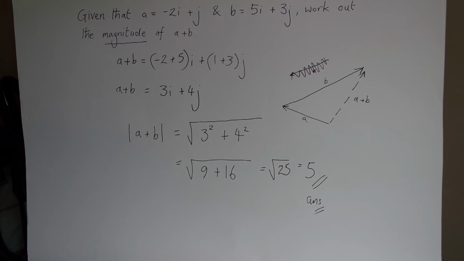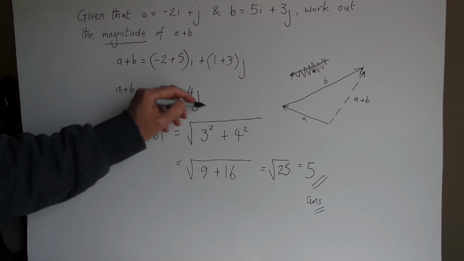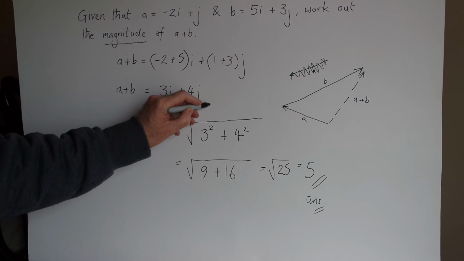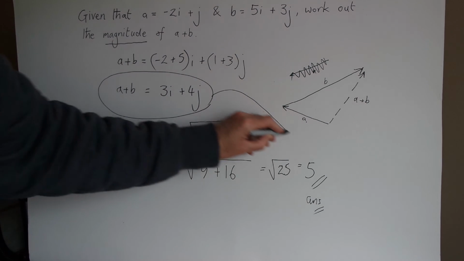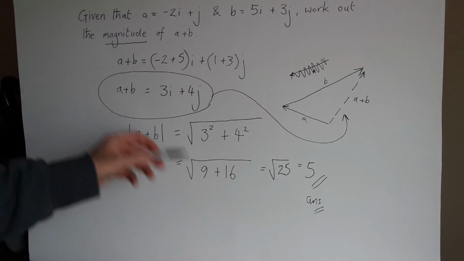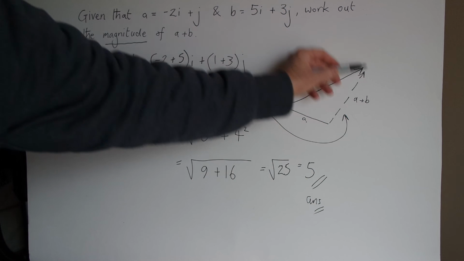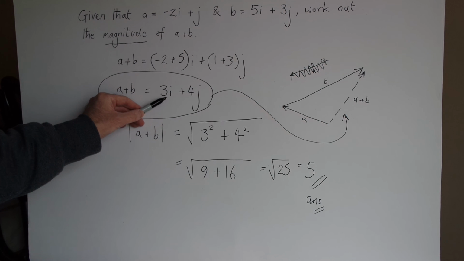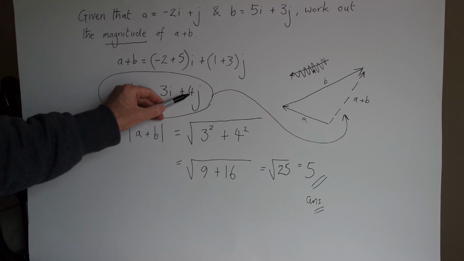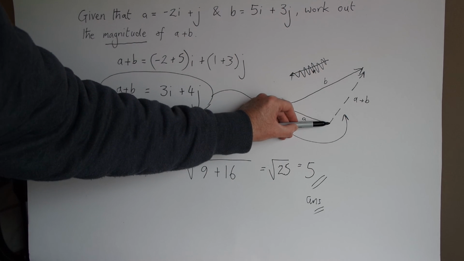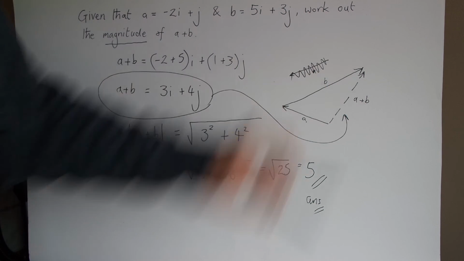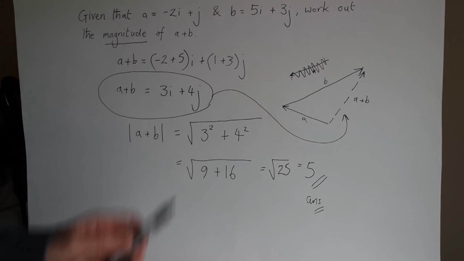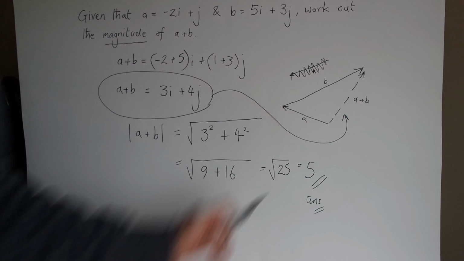Oh, I should have said, hang on a second, I should have said that what we can do with our sketch is, if you look, A plus B came out to be 3i plus 4j. And we can see from our sketch that, you know, it's not entirely accurate, it's just a quick sketch, but according to our calculation, A plus B should be 3i along and then 4j up. And our A plus B arrow is going 3i along and then 4 up. So that seems reasonable. But anyway, the answer to the question is 5. So there we go.